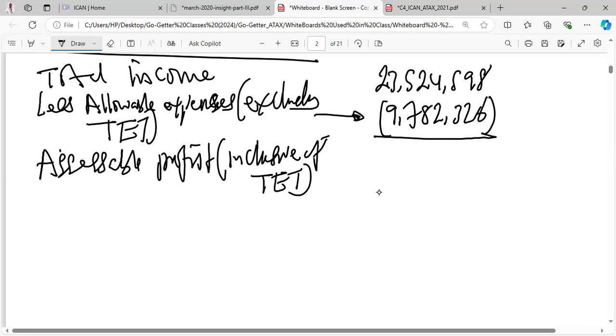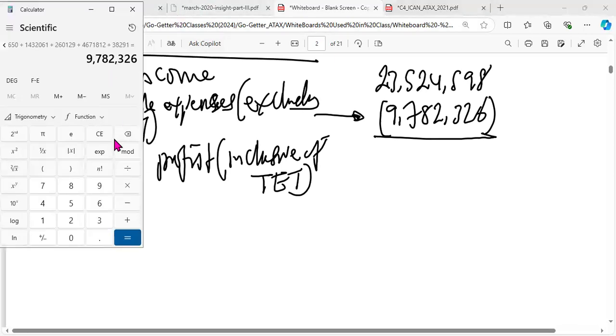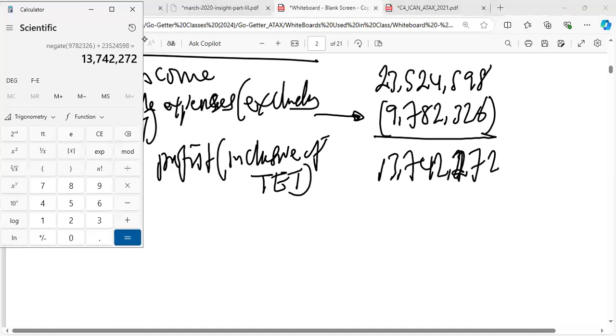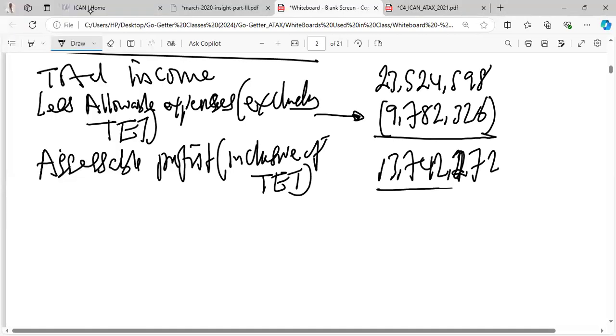And when you remove these expenses, since there is no TET here, that means the TET is inside this answer. So this is what we have before. I'll put a minus sign to it. Plus 23,524,598. So this is 13,742,272. Right, so this is your accessible profit inclusive of TET.